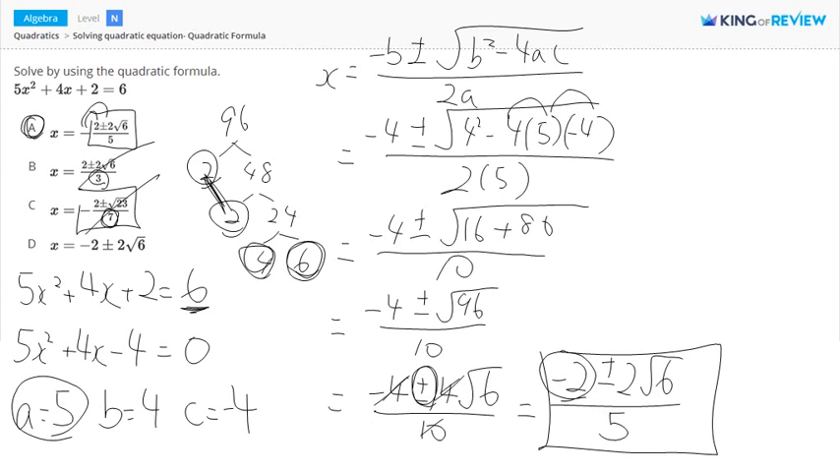Also, about D, it's missing the bottom, the 2a. That's why this is wrong. And therefore the answer to this question is A.